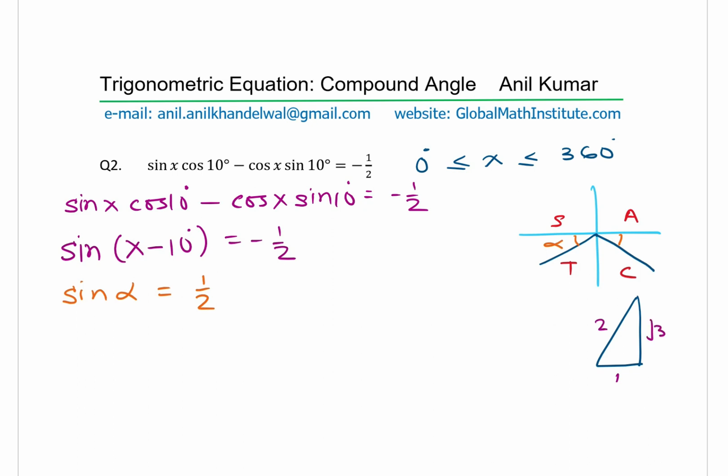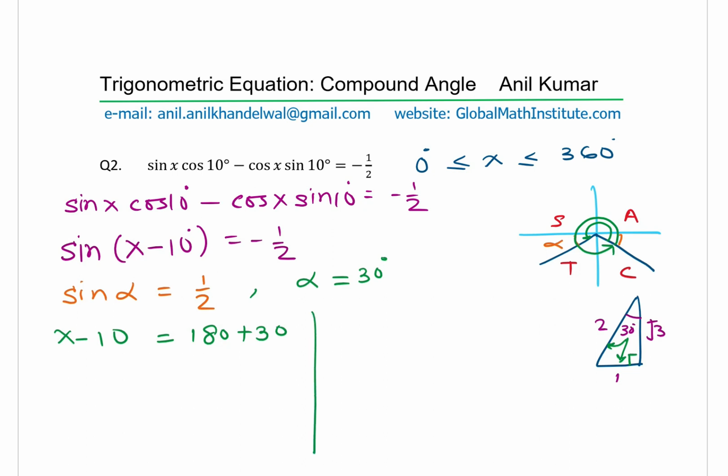So we have this special triangle here, and that is 30 degrees. That gives you the opposite side of 1 and the hypotenuse of 2. So that is the right triangle. So we know that alpha is equal to 30 degrees. And that gives you two solutions. One, 180 plus 30, the other one, 360 minus 30. So we can write x minus 10 is equal to 180 plus 30 degrees, or x minus 10 is equal to 360 minus 30, right?